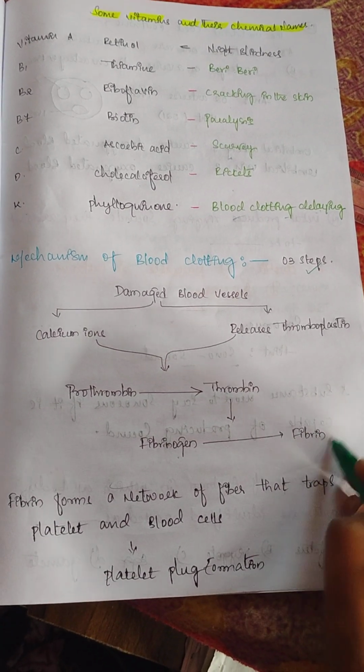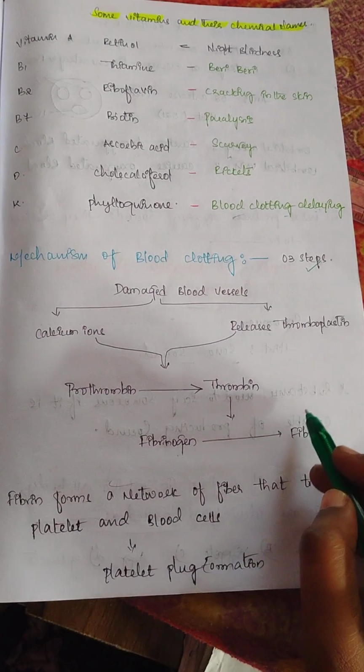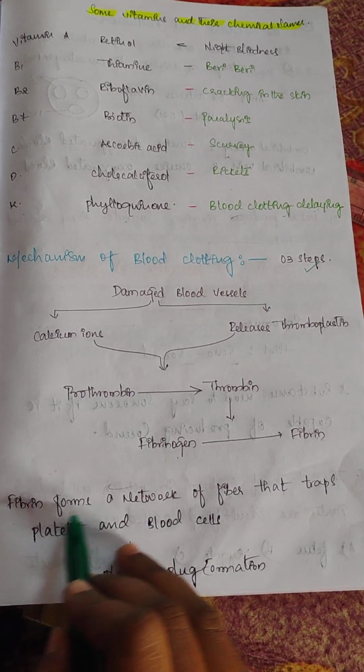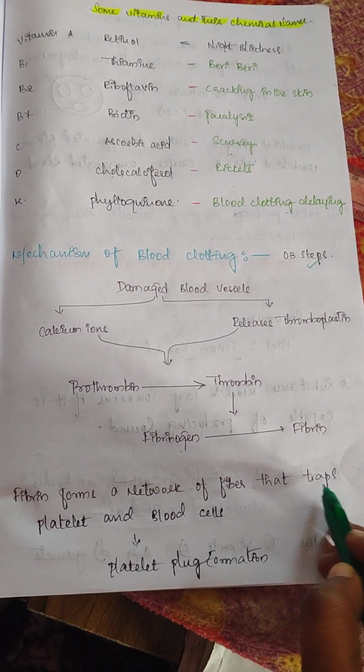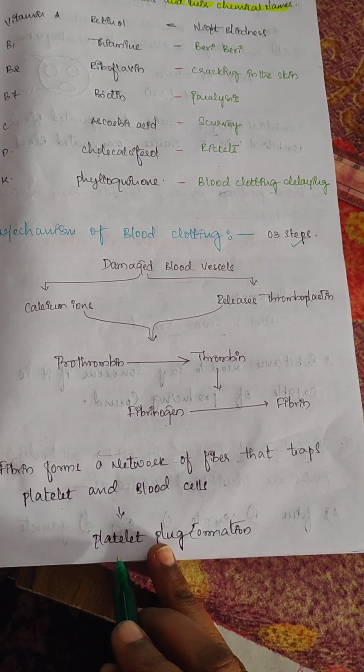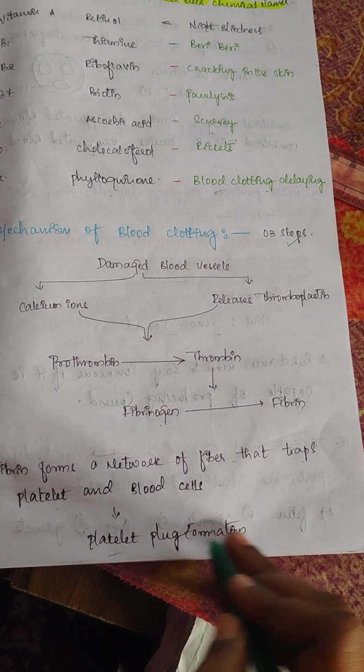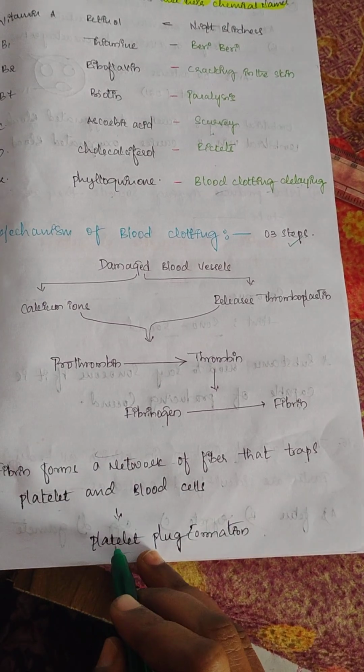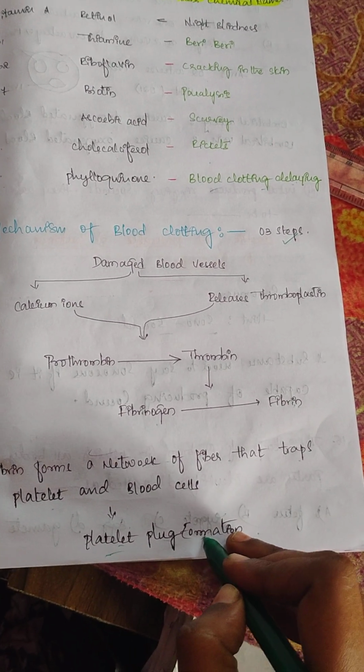Finally, what is this fibrin? The function of fibrin is that it forms a network of fibers that traps platelets and blood cells, and lastly you can see blood clotting, or blood platelet plug formation.